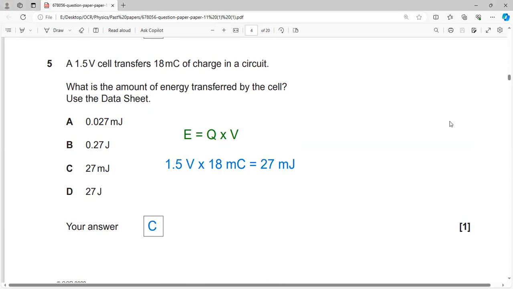Now, sometimes the examiner asks a similar type of question, but the unit is different, then you have to go for the correct unit. But here, the examiner is asking for the unit in millijoule, so that's why you can directly use this value. So our correct option here is C.